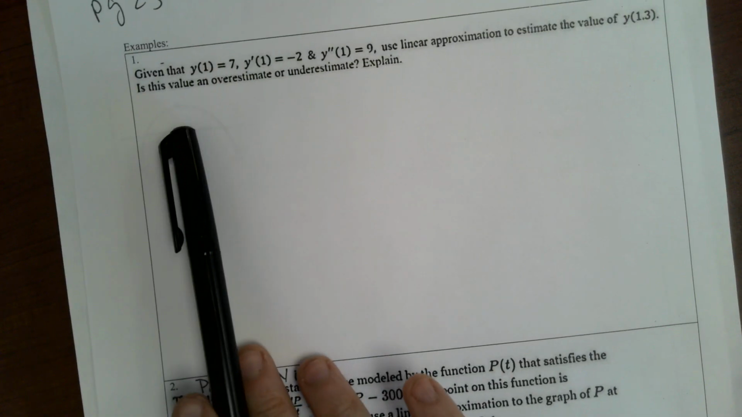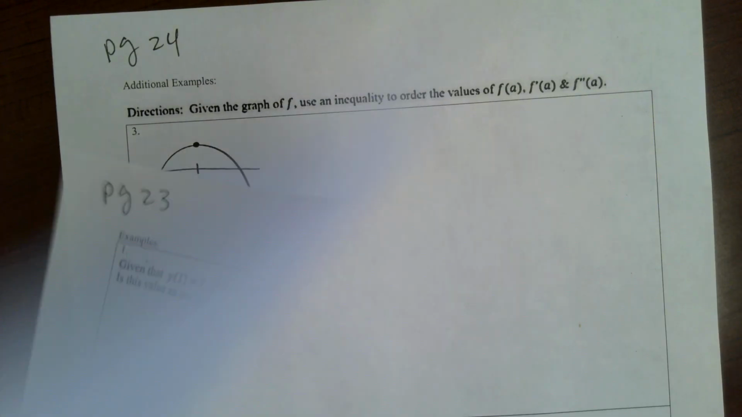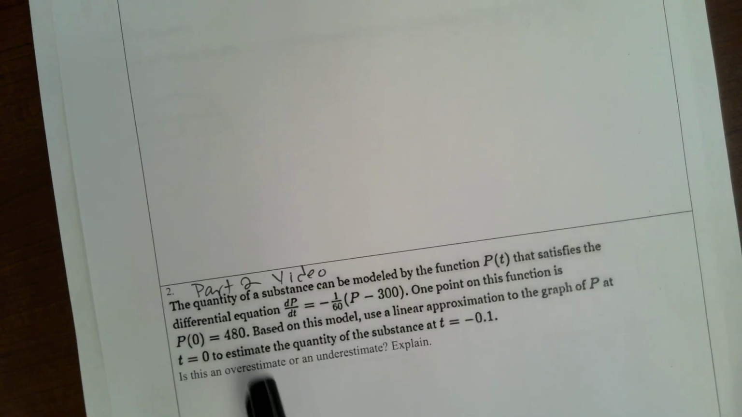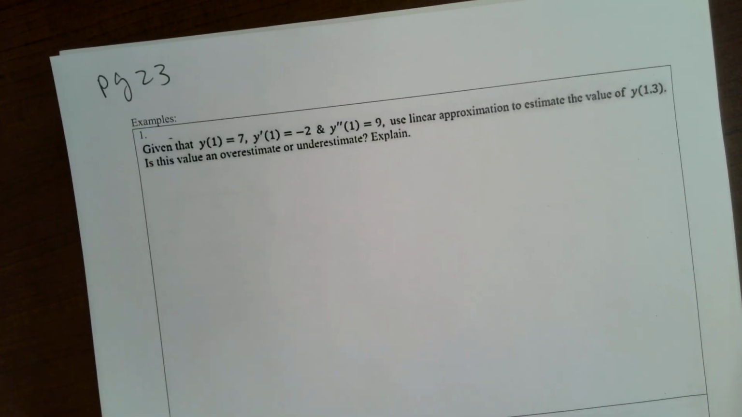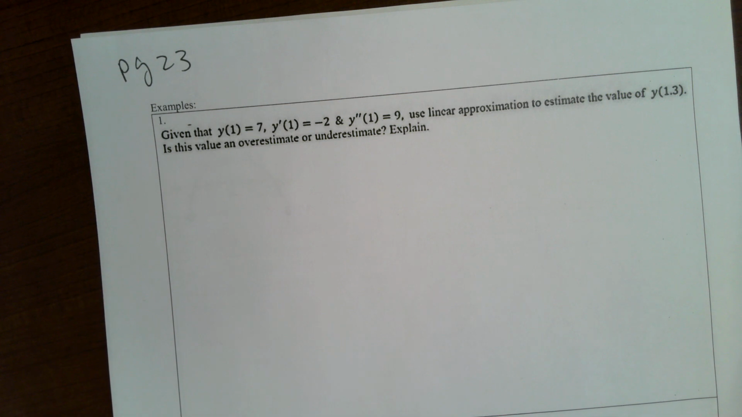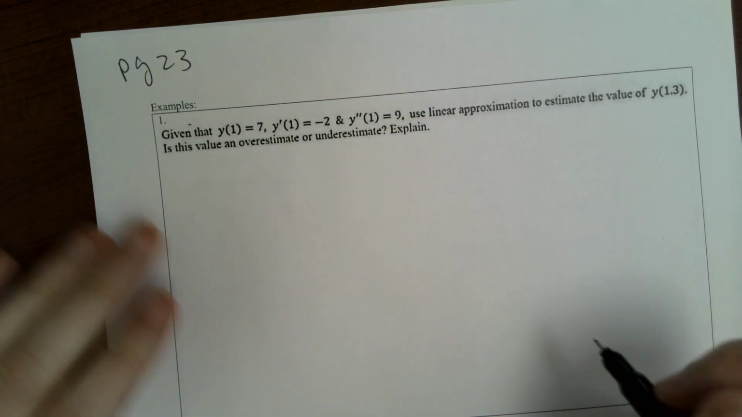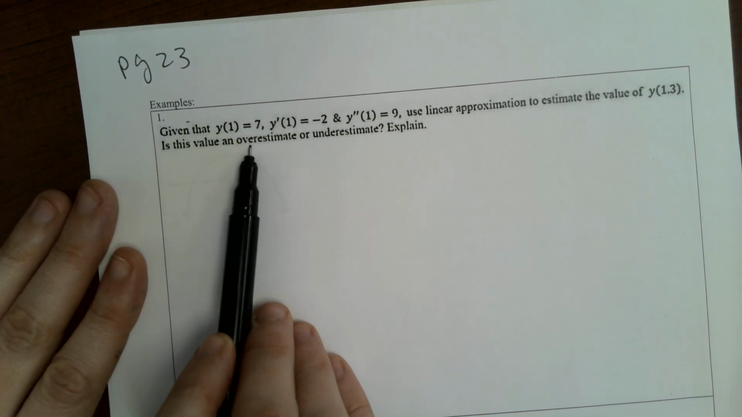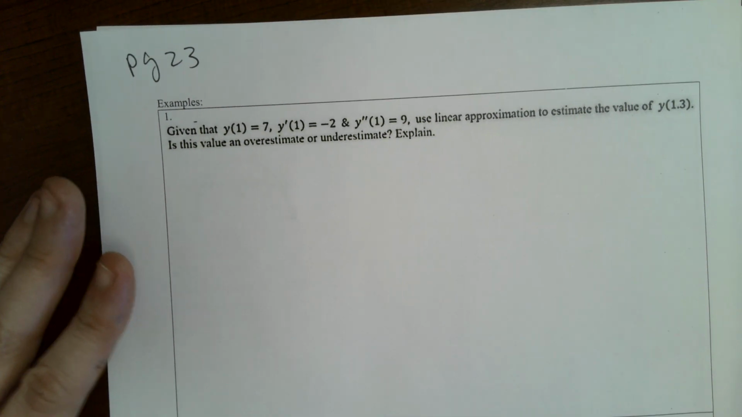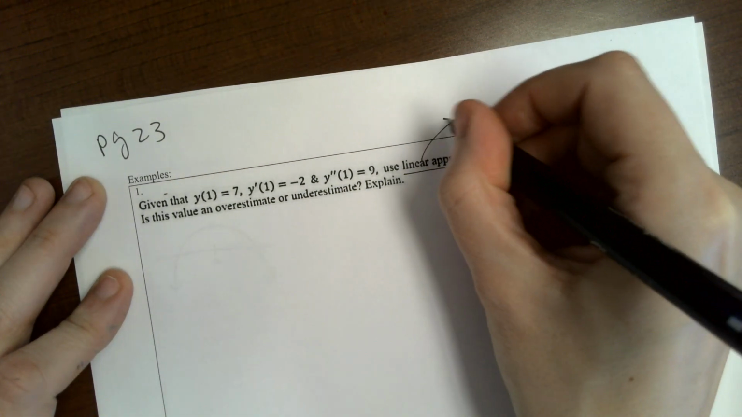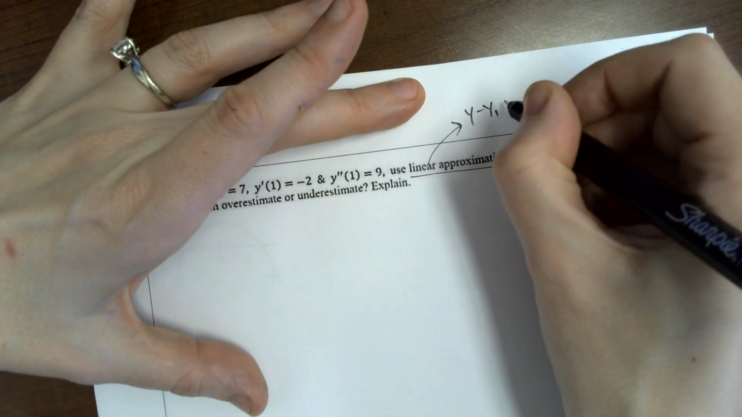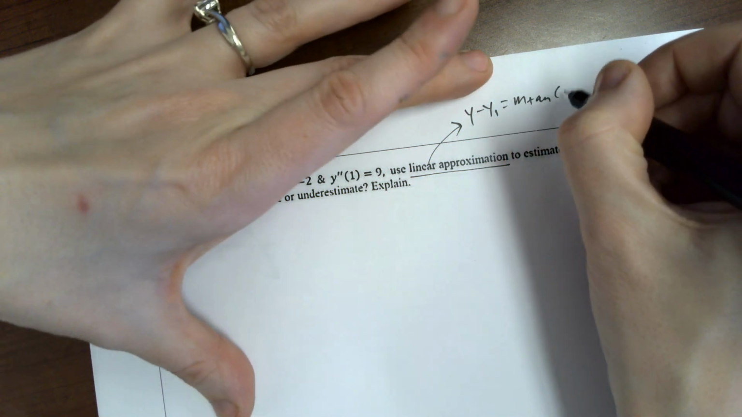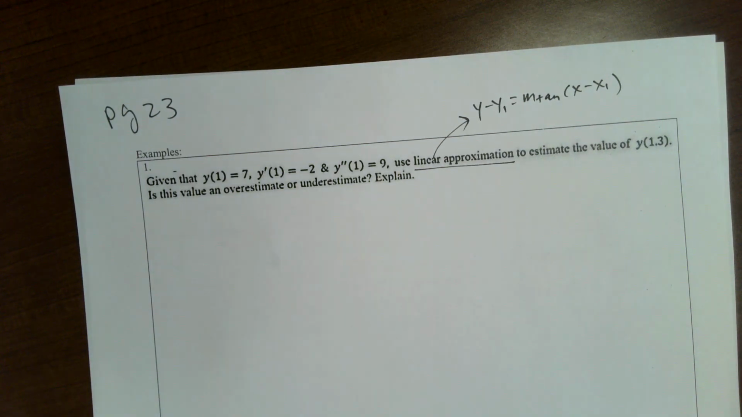Okay, so guys, in this, we're just going to do example 1. Potentially, we could do the examples on page 24, but I'm going to do number 2 in another video. Okay, so given that y of 1 is 7, y prime of 1 is -2, and y double prime of 1 is 9, use linear approximation to estimate the value of y of 1.3. Is this value an overestimate or underestimate? Explain.